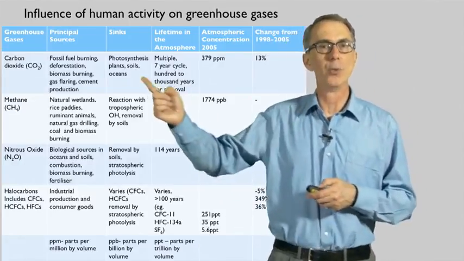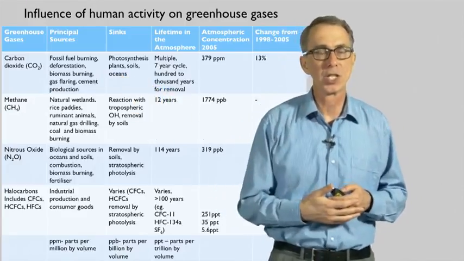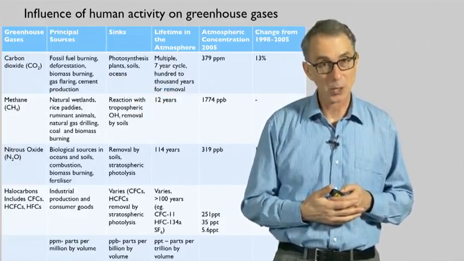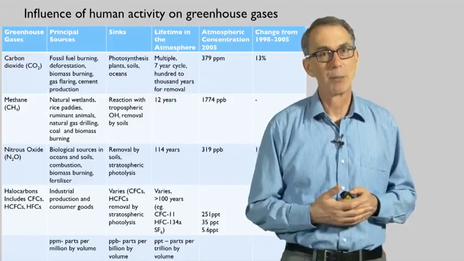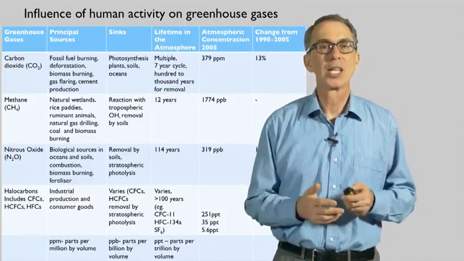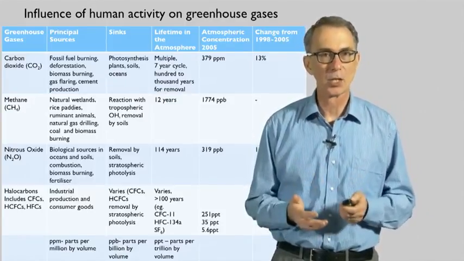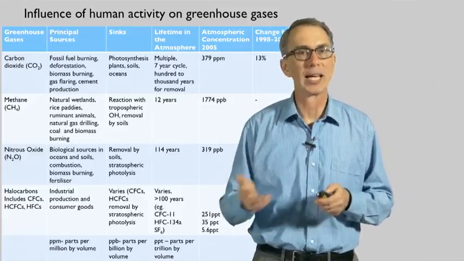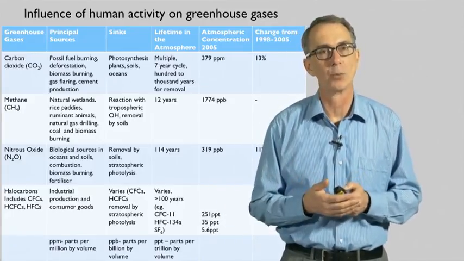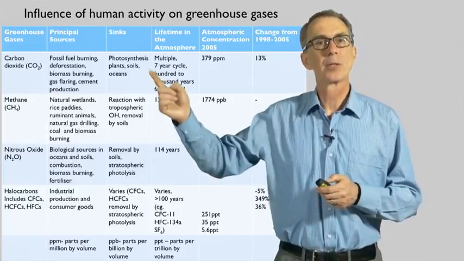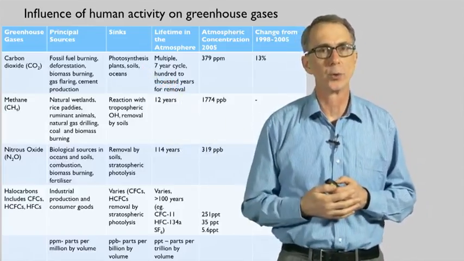Carbon dioxide is removed by photosynthesis, hard word to say sometimes, and that photosynthesis takes up carbon dioxide into plants, as well as into the oceans, where carbon dioxide is absorbed into the ocean waters. And carbon dioxide is also taken up into soils.